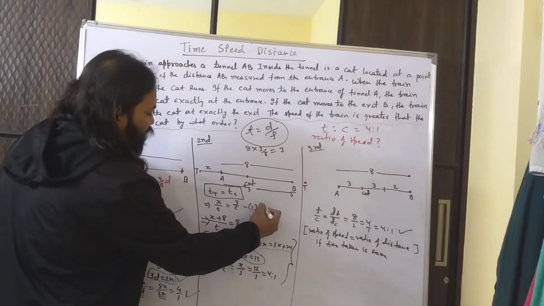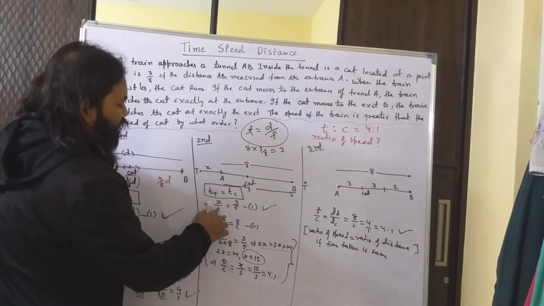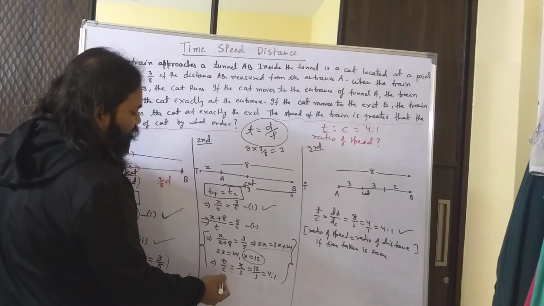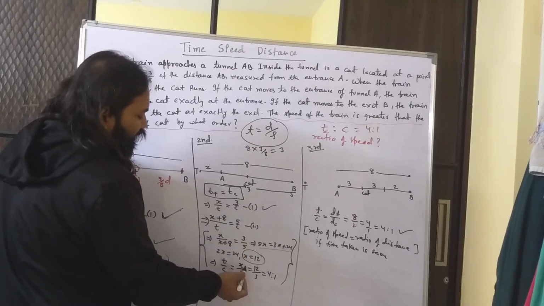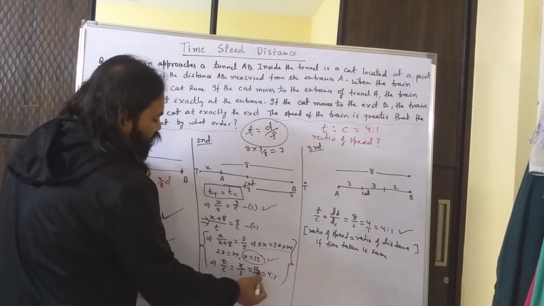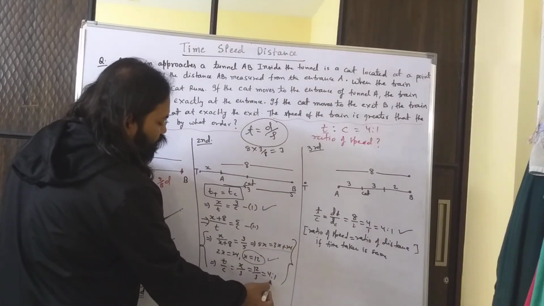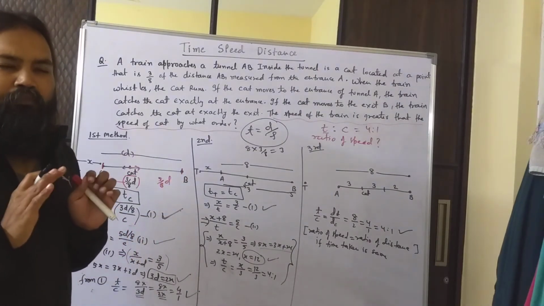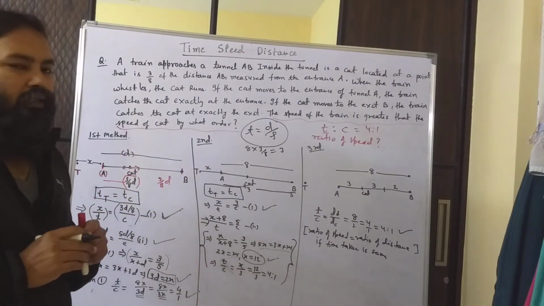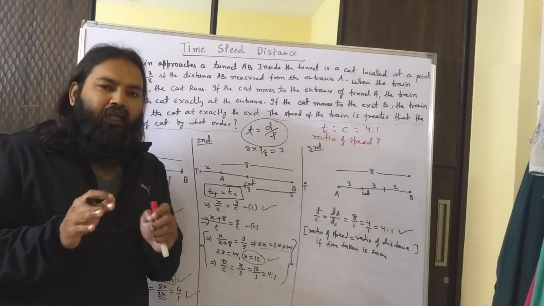Now again if I use the first equation, if I take this t in the RHS, t by c will become x upon 3, and the x value we already calculated is 12. So the answer is 12 by 3, which is again 4 is to 1, 4 by 1. So these two methods are in a way pretty much similar. Now let's look at the best method, where there is no calculation at all.